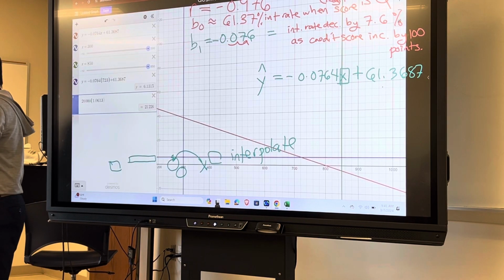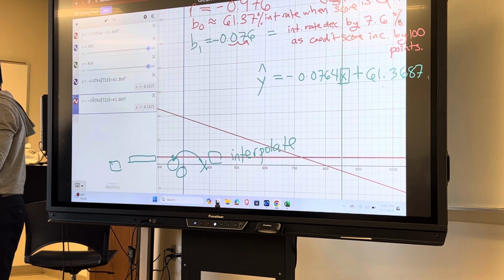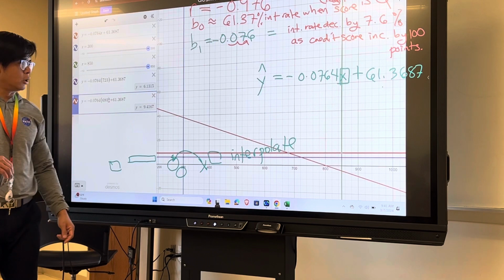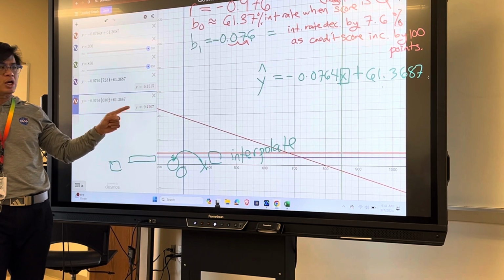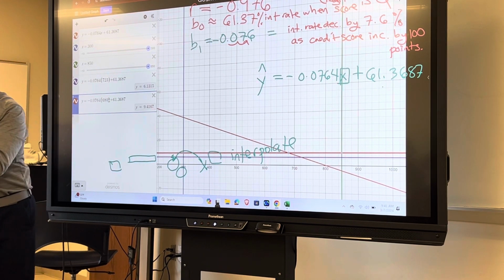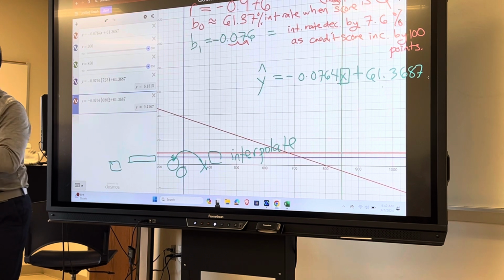All right, so let's see. A while ago, we did this one at 723. I'm just going to copy this once again, put this back in here, and put in 680. So according to this one, he should have been offered an interest rate of how much? 9.42%.